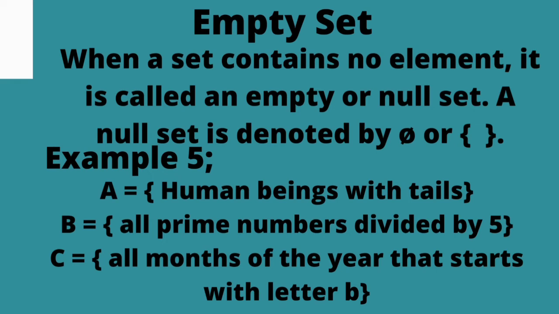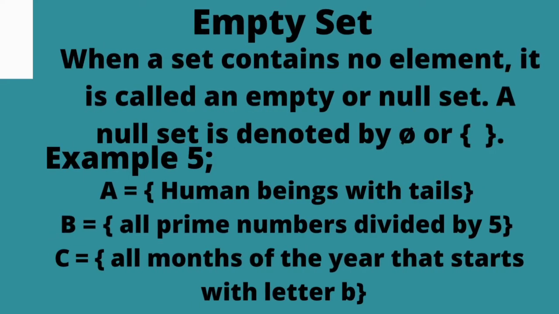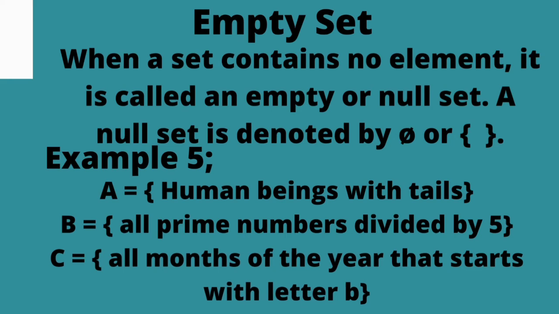When a set contains no element, it is called an empty or null set. A null set is denoted by phi or empty set notation. Example 5. A is equal to human beings with tail. The answer to this question is empty set because there is no human being with tail. B are all prime numbers divisible by 5. There is no prime number that is divisible by 5.